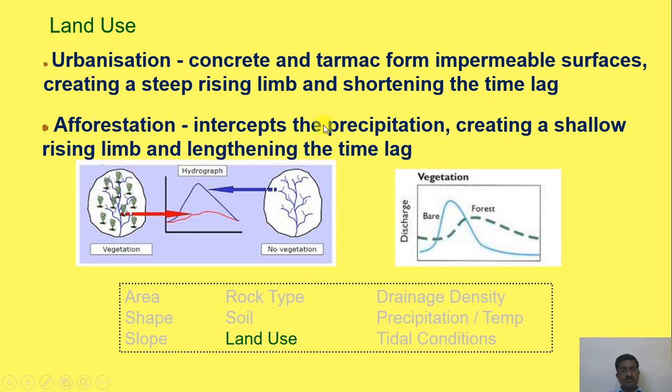Also, you can see here one example shown because of the vegetation. If the vegetation is there, what kind of hydrograph is present? If no vegetation is there, the hydrograph will be like this. Okay, the same thing is shown here.